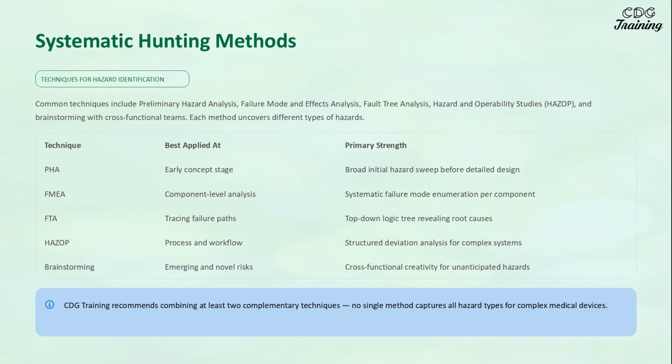Techniques like PHA, FMEA, and HAZOP are used for hazard identification. Each method uncovers different types of hazards, and combining them ensures comprehensive coverage.